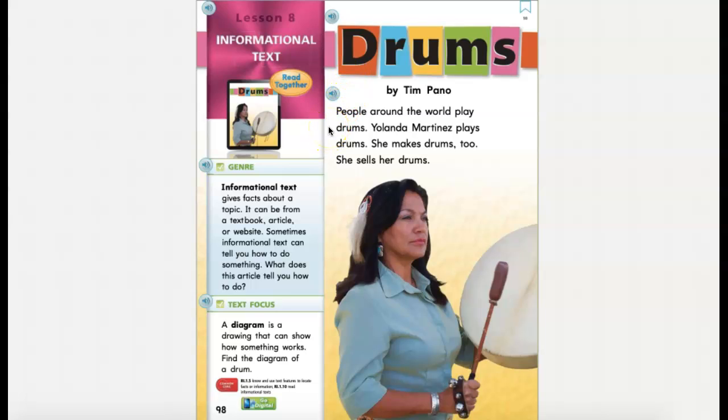People around the world play drums. Yolanda Martinez plays drums. She makes drums too. She sells her drums. So in our picture, we see that this is Yolanda Martinez and she is playing a drum. It also told us that she makes drums and also sells them.